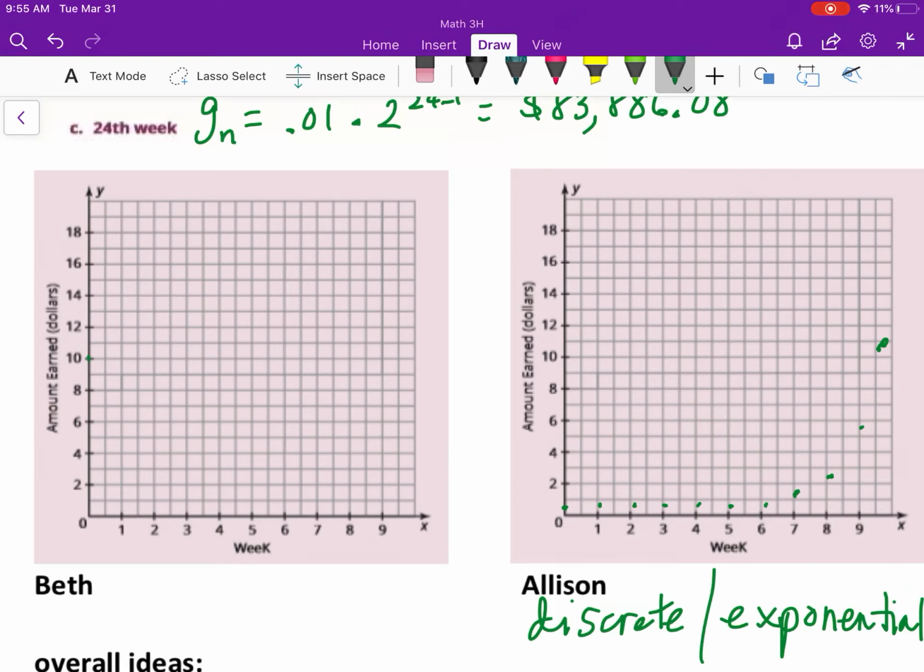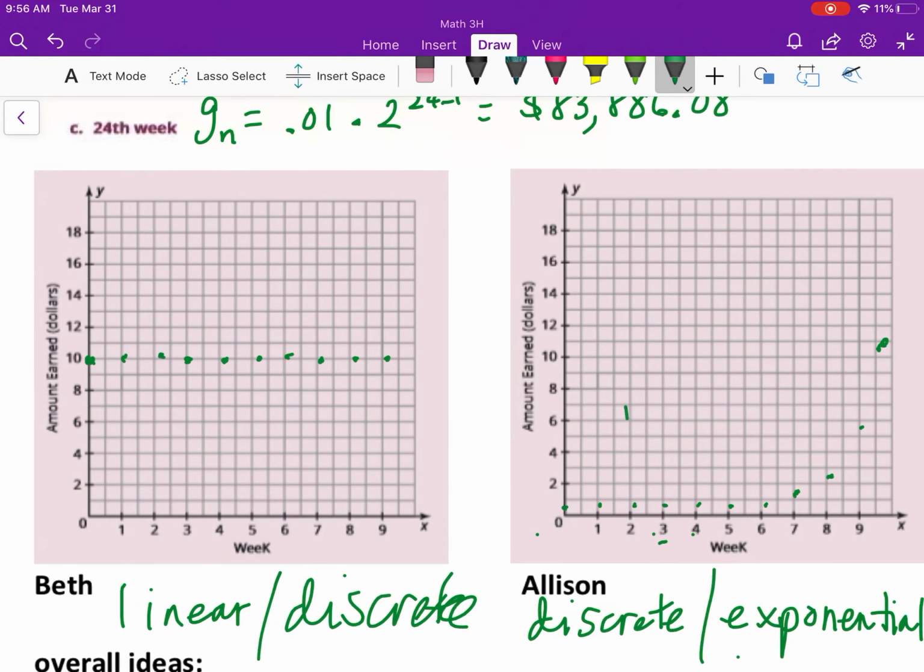Beth, she had $10, $10, $10, $10. Oops, I missed the line. Hang on. $10, $10, $10. My glasses are not working, or my eyes aren't working, one of the two. There we go. So you'll see hers is linear, still discrete. Glad I wrote that backward.